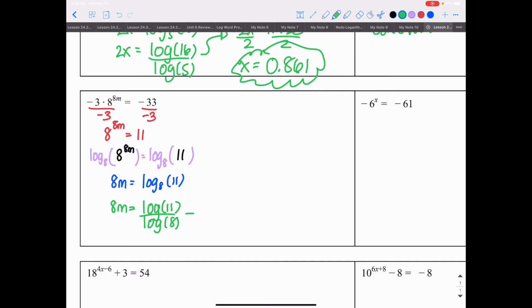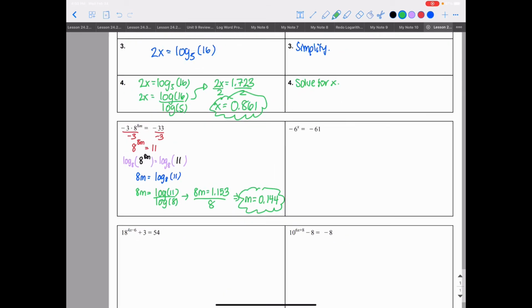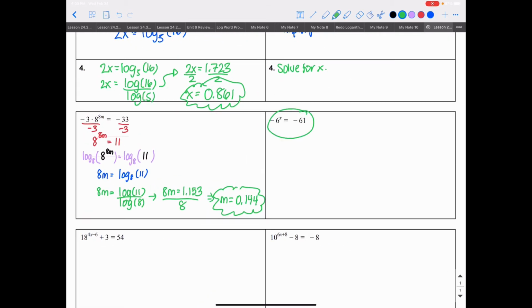And then from there, I can write 8m is equal to 1.153 if I do this in my calculator. And I'm just going to divide both sides by 8, and that will give me that m, not x, m is equal to 0.144. I want you to pause this video and try this one on your own.